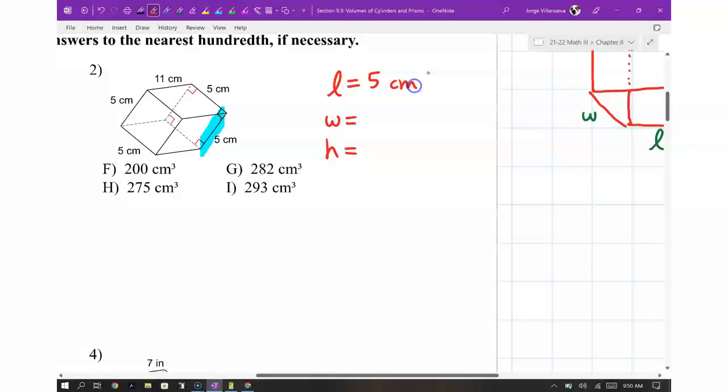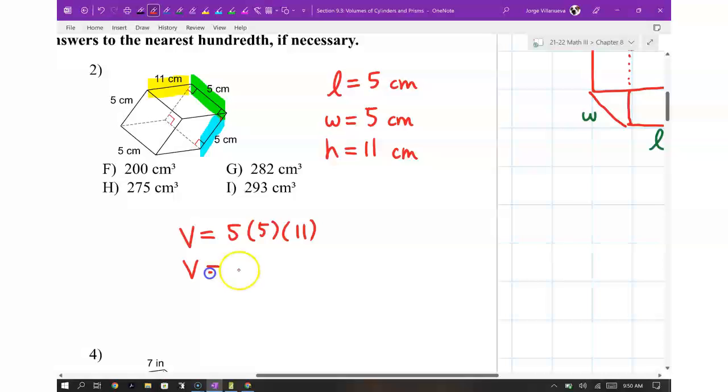Okay, so let's put 5 centimeters. And then let's call this piece here my width. So this is going to be 5 centimeters as well. Okay? Now, if you look at the last dimension that we have in use, it's the 11 centimeters, right? So this 11 centimeters right here is going to be my height. So in order to find the volume, I'm just going to do length times width times height. Now 5 times 5, that's 25, and 25 times 11, that's 275. And my unit, since this is volume, is going to be cubed, so centimeters cubed. And you should be able to see your answer right here.